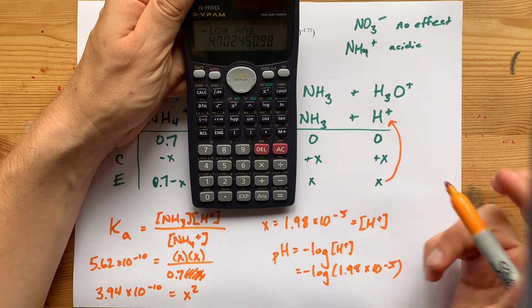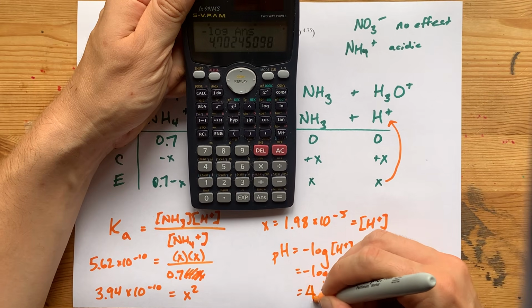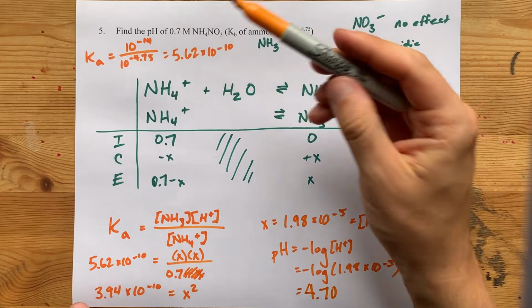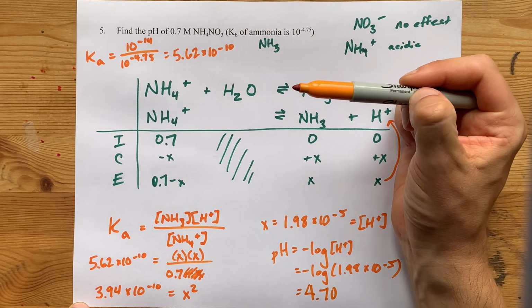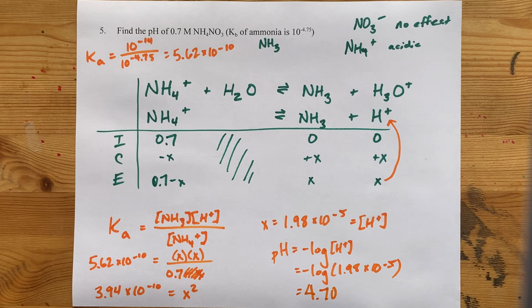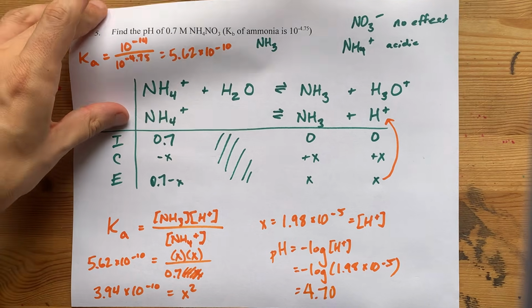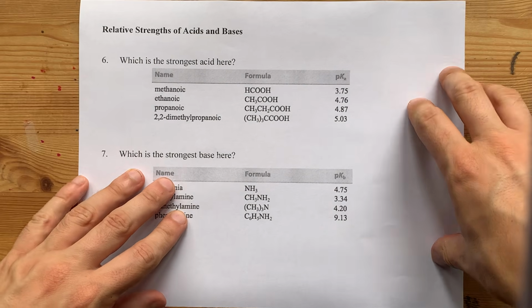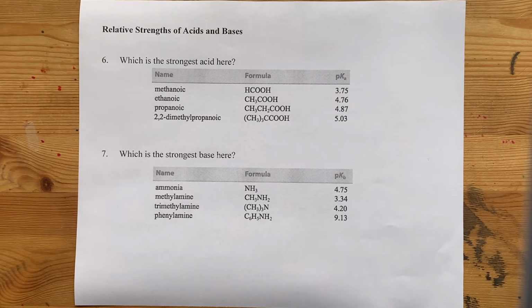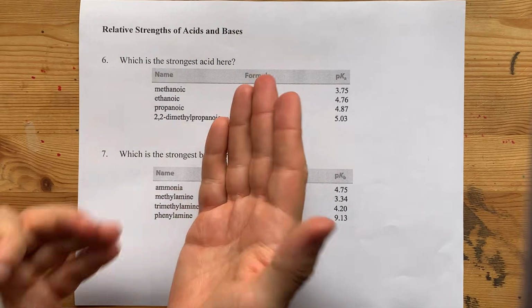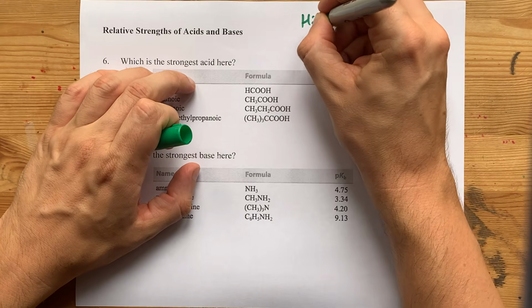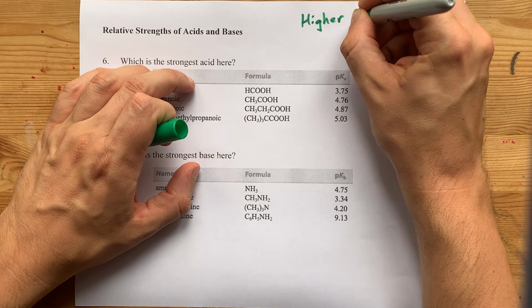Anyways, you take the negative log of the answer, and I get a pH of 4.70. Acidic, which makes sense because we added the conjugate acid of ammonia. Very nice. Now I've been throwing around Ka and Kb as though we all know what they are. Let me just tell you that the higher a Ka is, the more acidic that acid is.